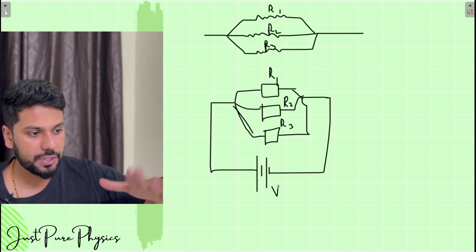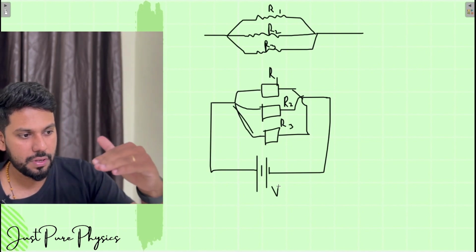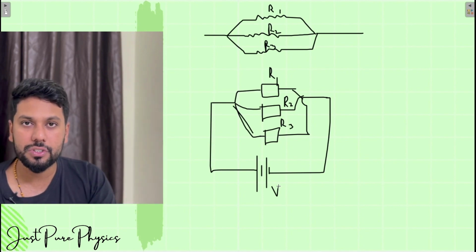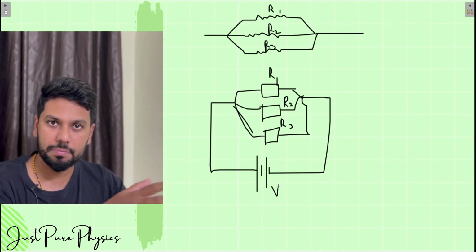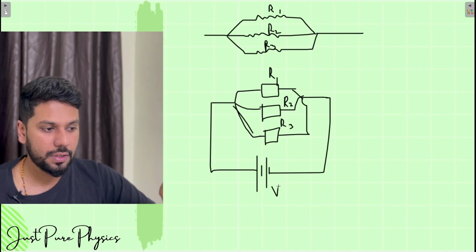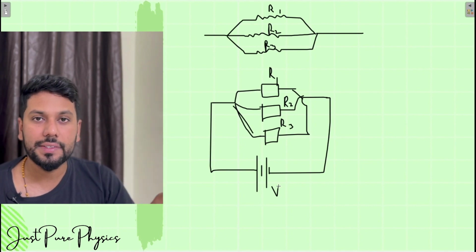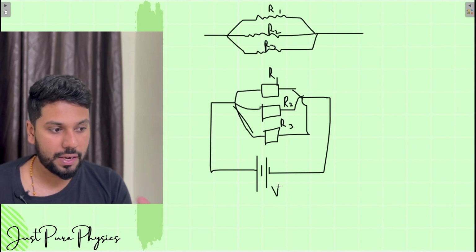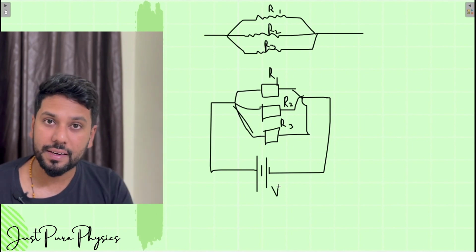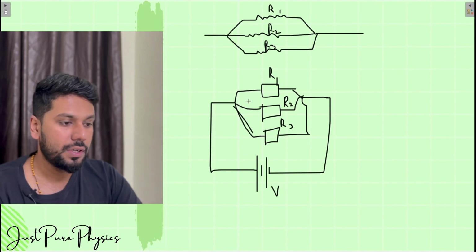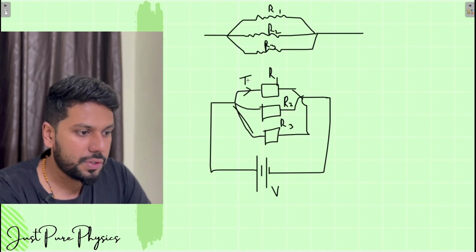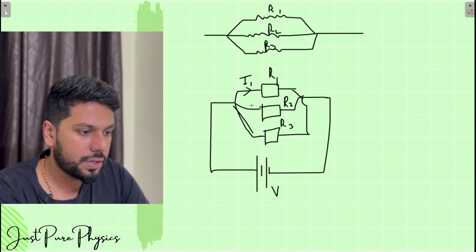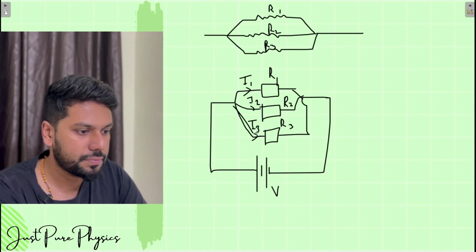Can you see the branches? R1, R2, R3 are different branches. Last case, it was in the same branch. In this case, R1, R2, R3 are in different branches. Hence, they all have different current values flowing through them. So I will say the current value is I1 for this, I2 for this, and I3 for this.